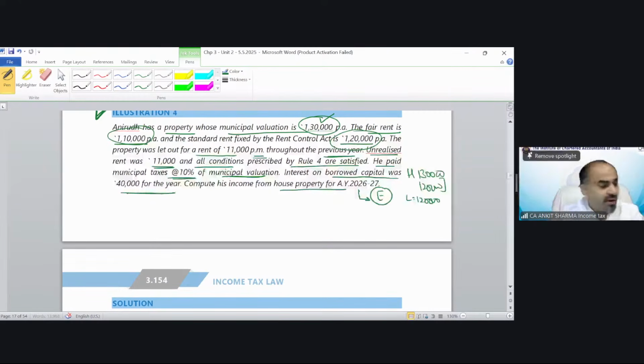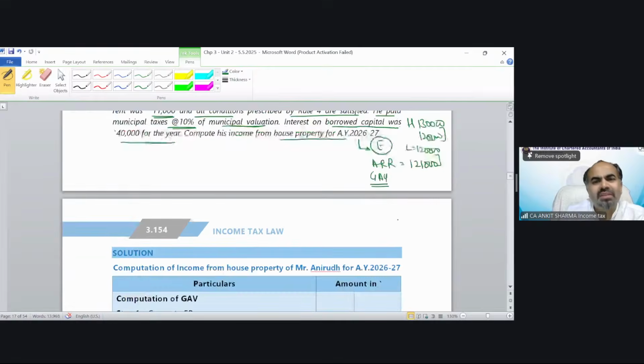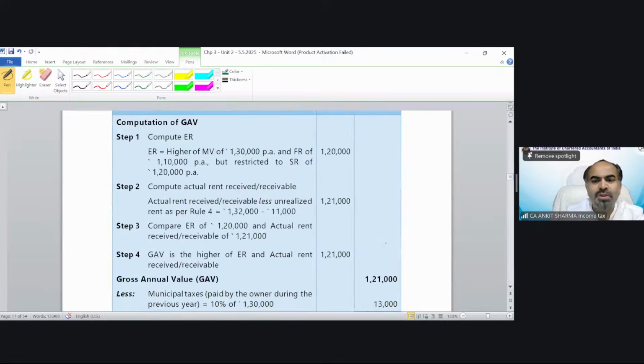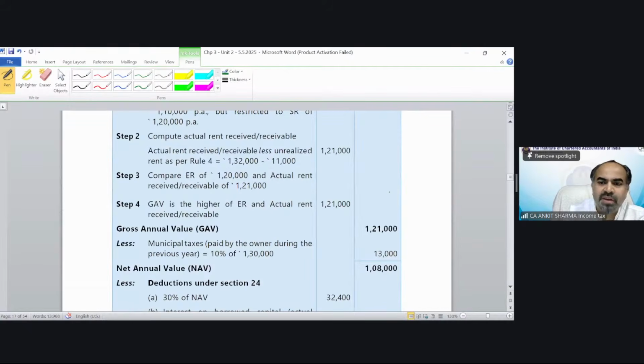Now 11,000 was the rent, and out of that, 1 month's rent, that is 11,000, is unrealized rent. So technically we are receiving only 11 months' rent. That would be my actual rent received, 1,21,000. Higher is my GAV. Once you find the GAV, the answer is now too easy to solve. You can find out the GAV.